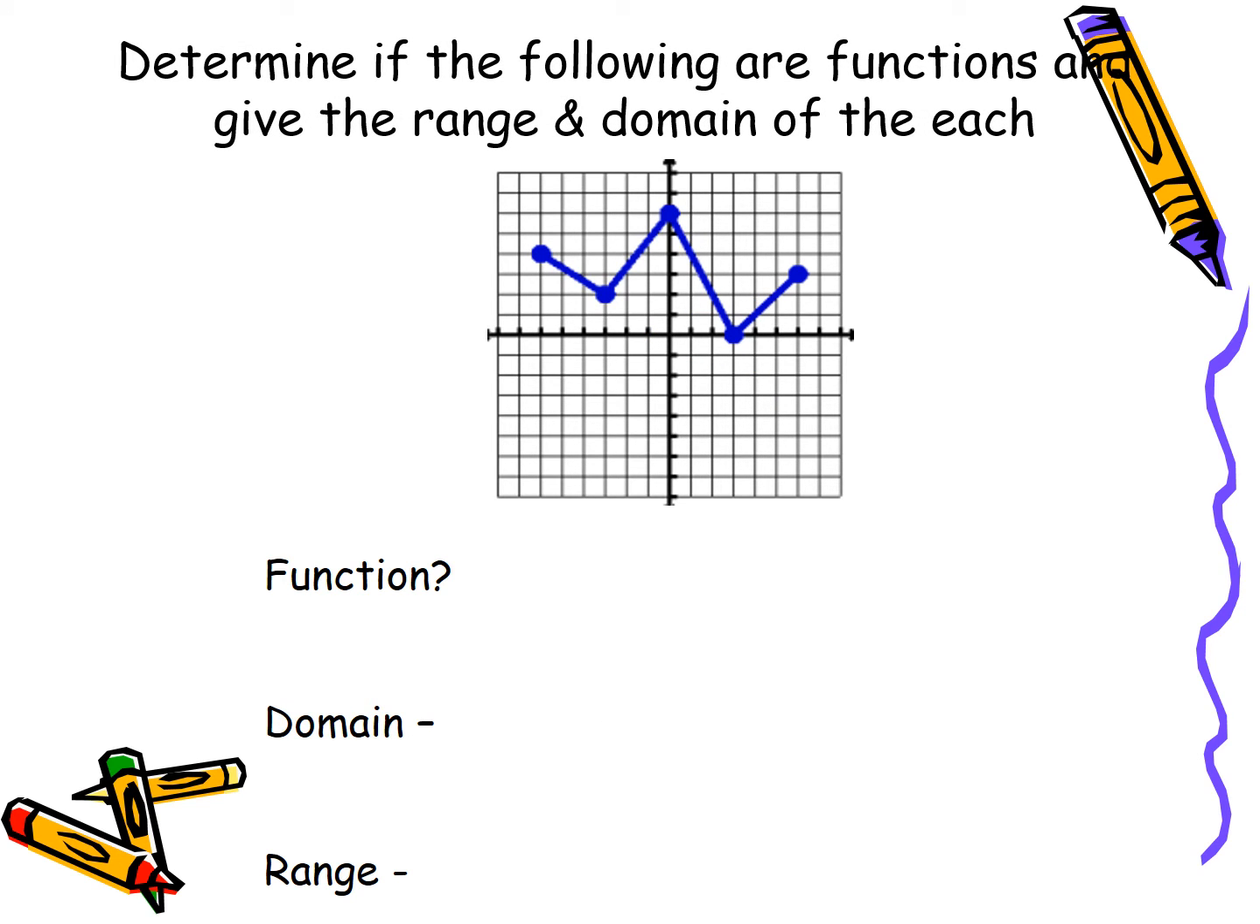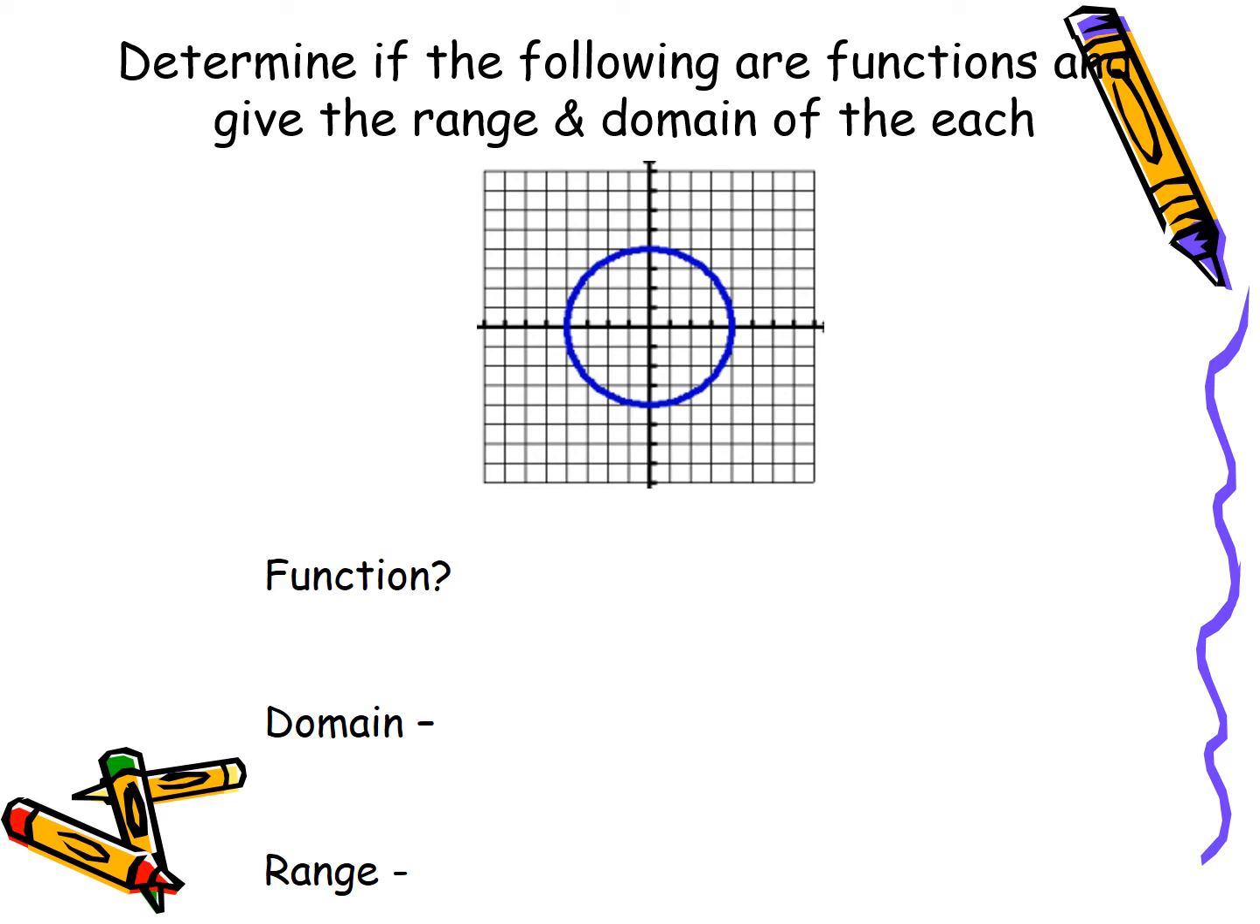This is a function because it passes the vertical line test. There's no vertical line that will hit that twice. The domain, the smallest x value, I can't really tell from here, but we'll take from negative 6 to 6. The smallest x value is negative 6. It's included. And the largest x value is positive 6. It's included. The largest y value is 6, and the smallest y value is 0. They're both included.